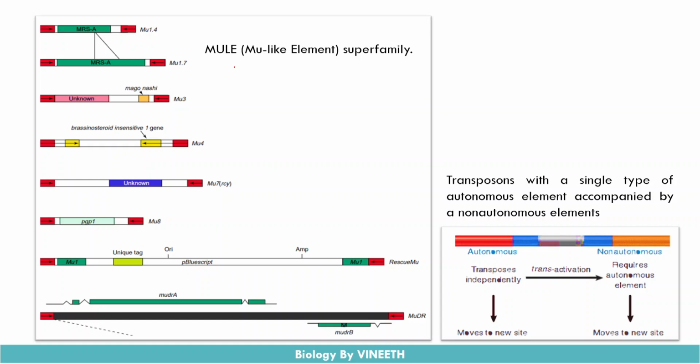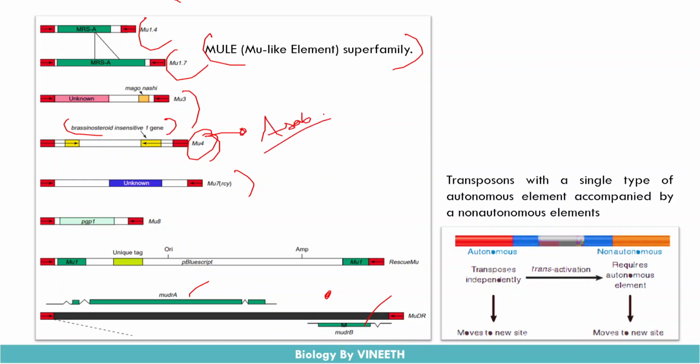Here we have the superfamily of these MULE elements, or mule-like elements. This superfamily contains a lot of transposon elements: Mu1.4, Mu1.7, Mu3, Mu4 and Mu7 or Rcy. And then we have this MuDR autonomous element, which contains the MuDR A gene and MuDR B gene. If you look at this Mu4, it also contains the brassinosteroid insensitive 1 gene, and this is mainly present in the Arabidopsis plant. So this plant contains these Mu4 transposon elements, which mainly contain the brassinosteroid insensitive 1 gene.